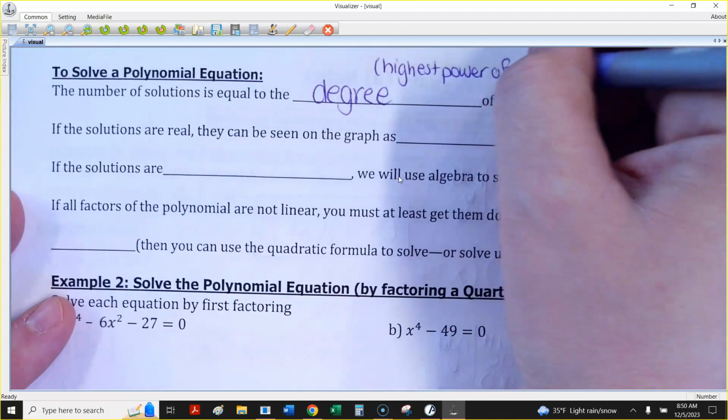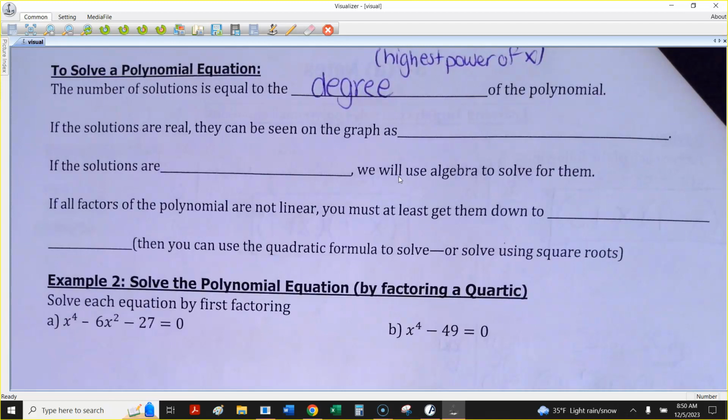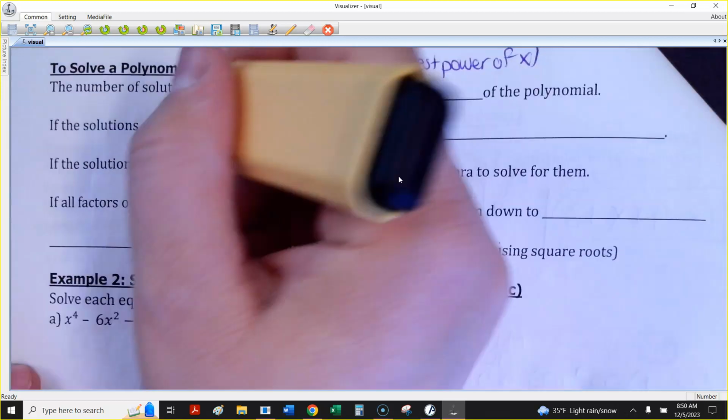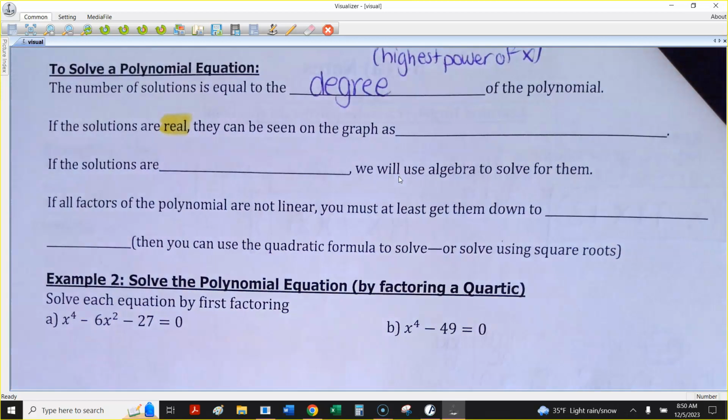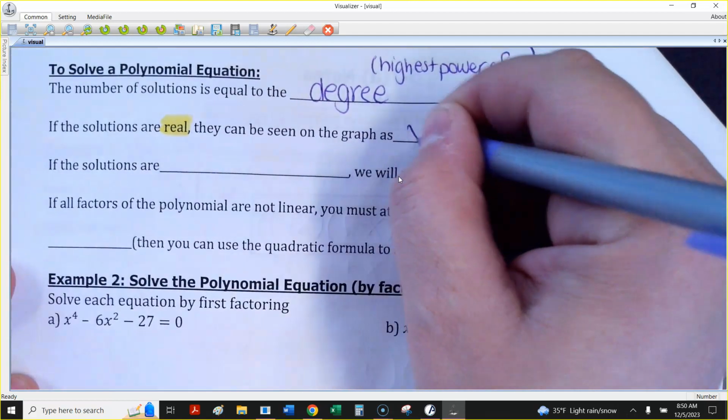So if you look at your polynomial, whatever term has the biggest exponent, the highest power of x, that's going to be how many solutions you have. Now, if we were to graph any of these on Desmos, which you could do if you want to, it says if the solutions are real, so that means they don't have an i in them. We had a bunch with i's yesterday. If they're real, you can see them on a graph.